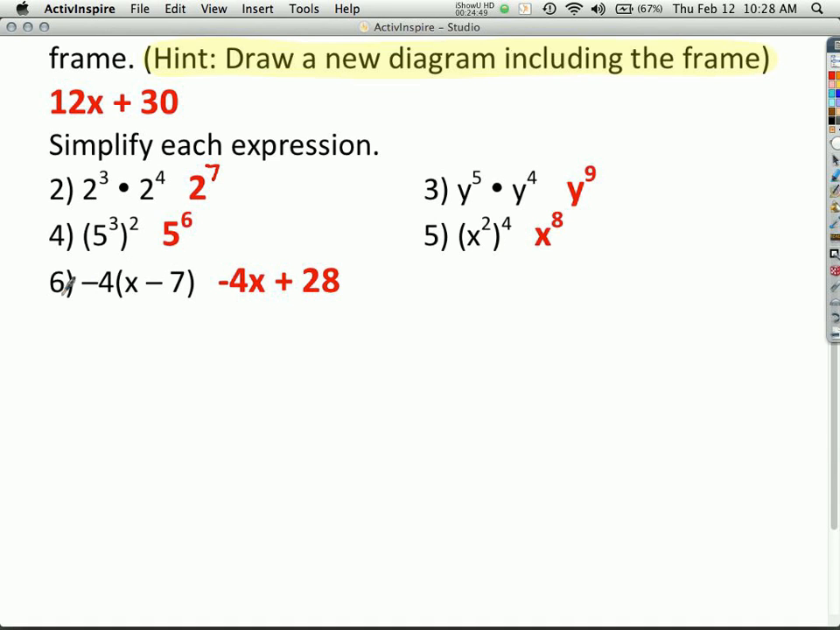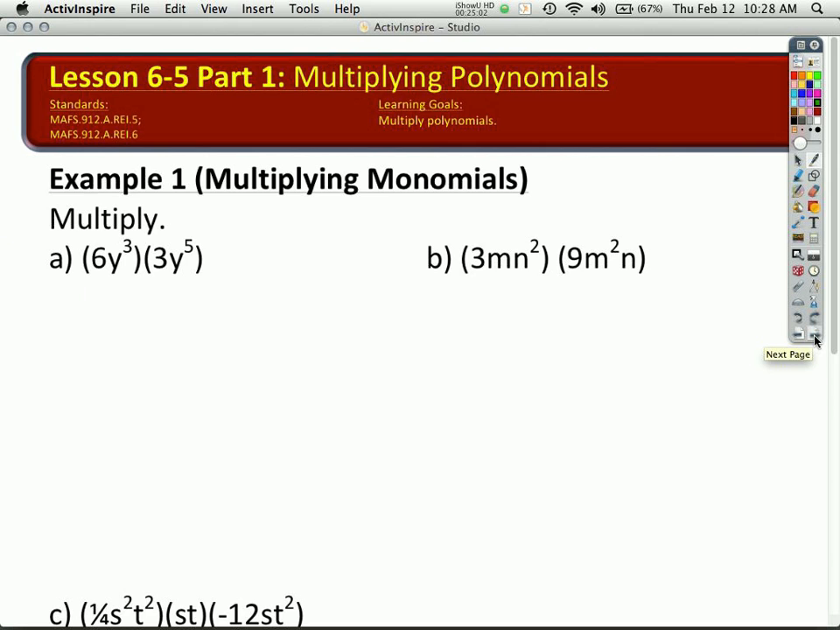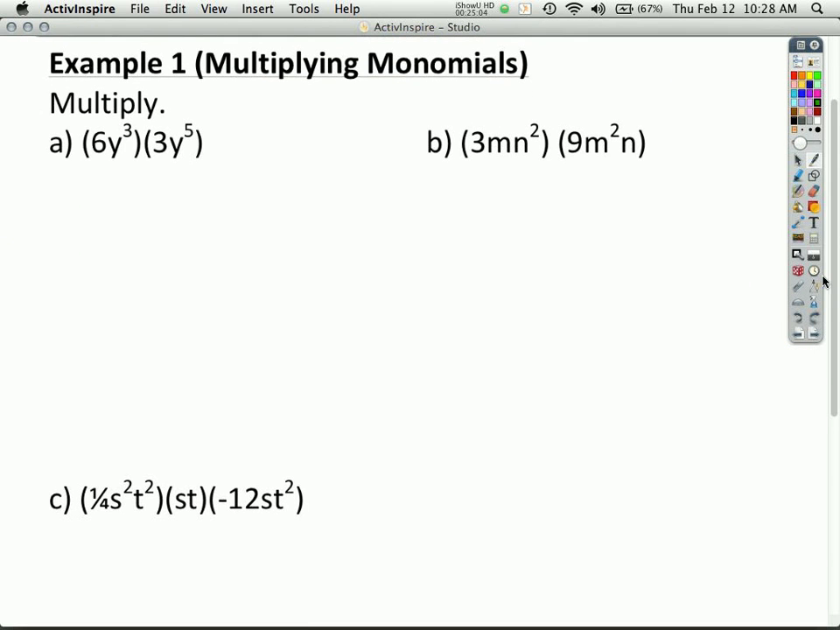This is multiplying polynomials. That's a monomial, that's a binomial, you multiply. So today is just multiplying polynomials extreme. Okay? So, let's jump in. Multiplying monomials.